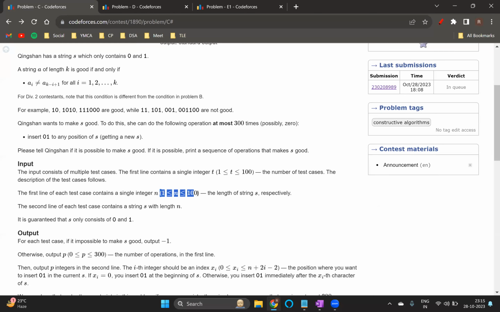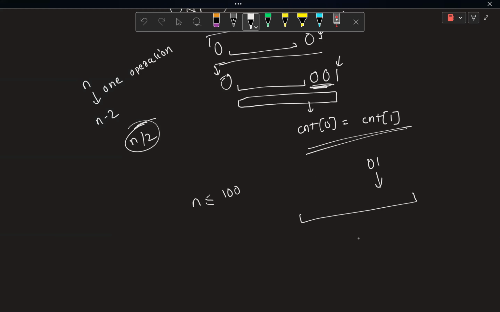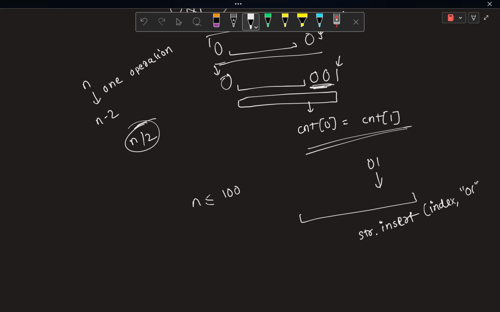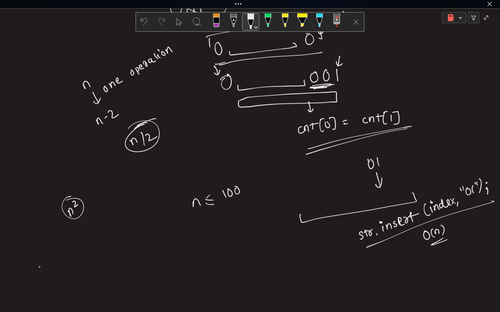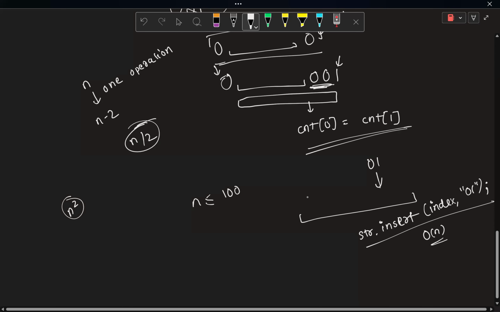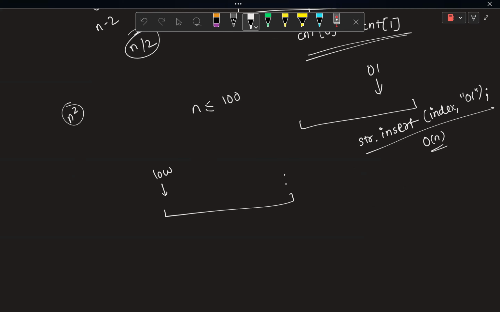If you see that n is very small, so even if you just apply brute force, whatever string you had, and you insert 0 1 explicitly by using the function str.insert with the index and 0 1, it will do the job in big O of n, which is fine here because we can have n square time complexity per test case, and even then the code will be pretty fast. So now our problem is pretty simple. We just have to keep track of low and high.